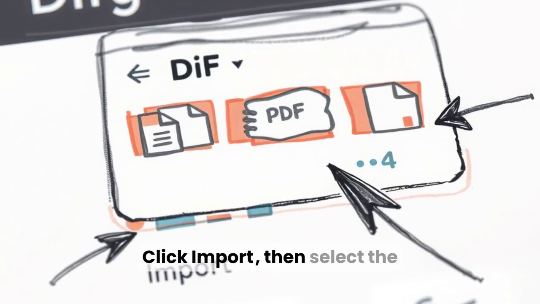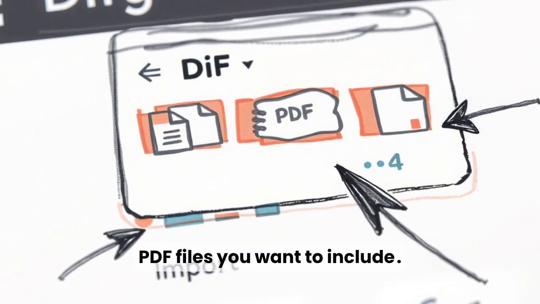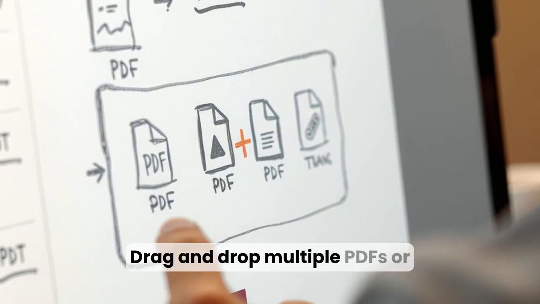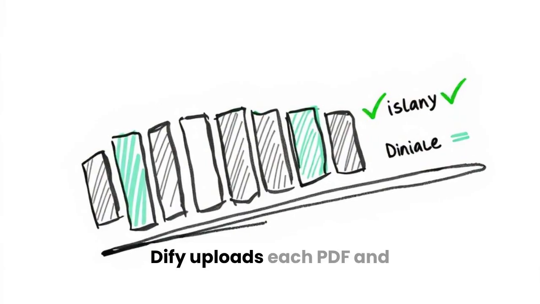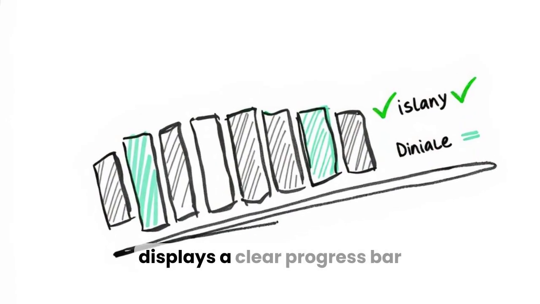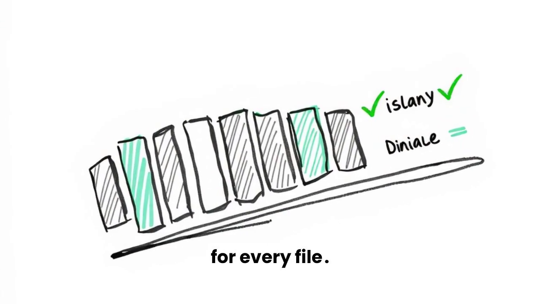Click Import, then select the PDF files you want to include. Drag and drop multiple PDFs or browse files from your computer. Dify uploads each PDF and displays a clear progress bar for every file.